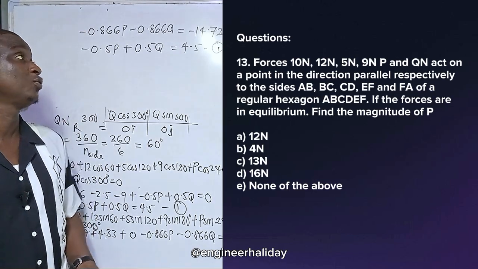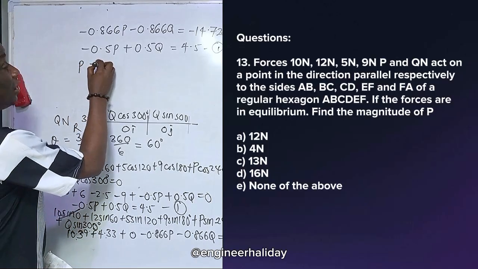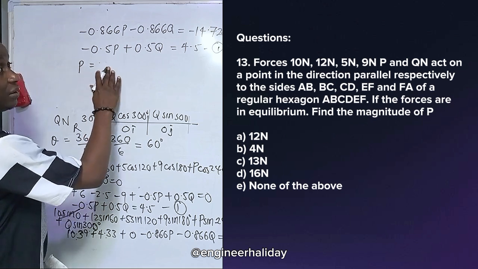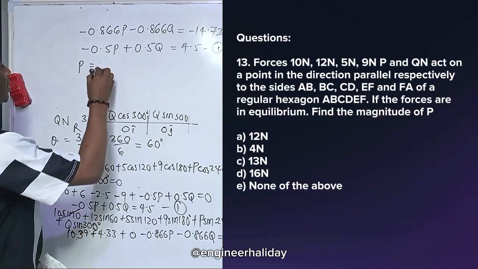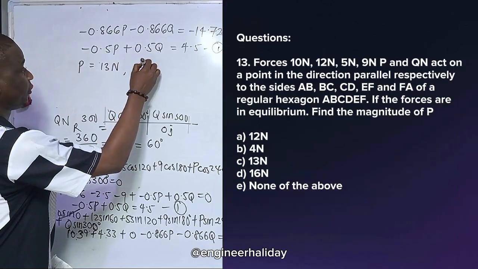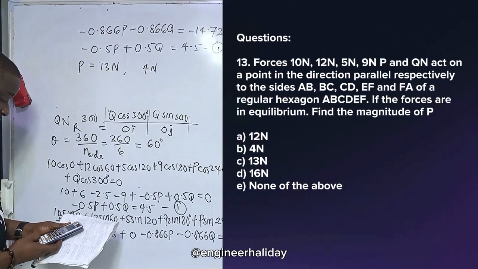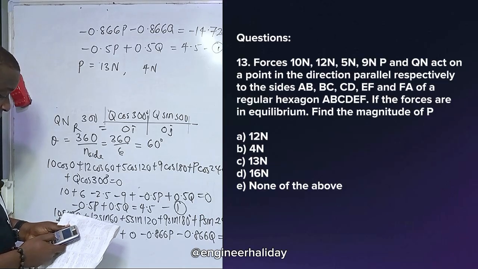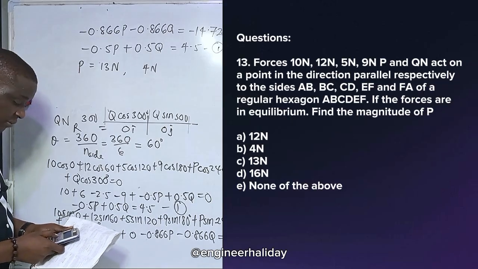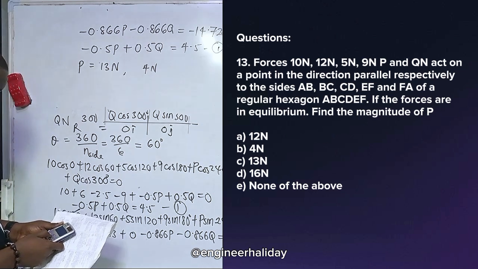So if you press calculator now, what do we have for the P? The first one, the one that appears first, is what? 13 Newton. Then the second one is what? 4 Newton. Let me confirm it. Sorry, I want to confirm the value. We have minus 0.5p plus 0.5p, then 4.5. Okay.